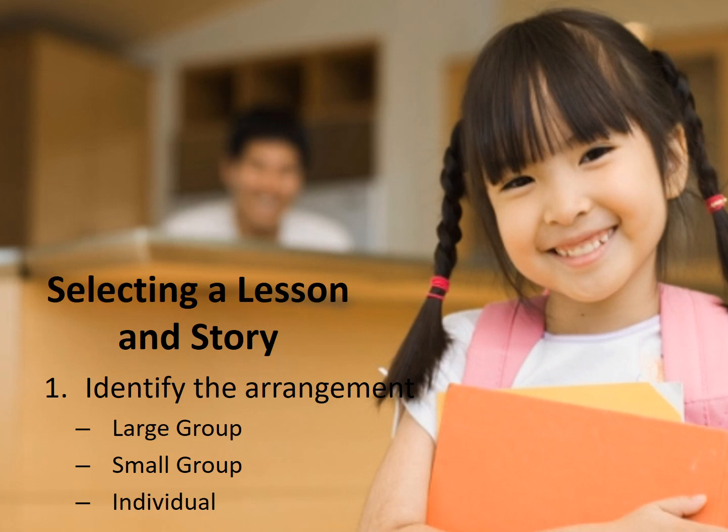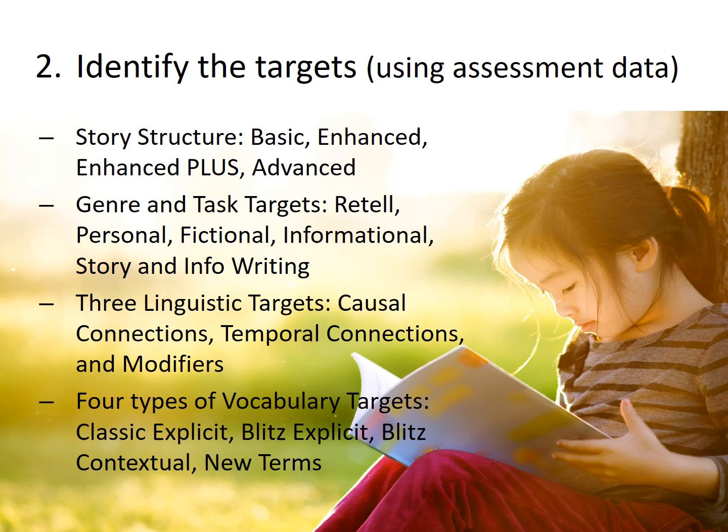All right, to wrap this up, I just want to go through the procedures of how you go about selecting a story and a lesson. First of all, you need to identify the arrangement. You probably know, are you going to deliver your lesson to a large group, a small group, or one-on-one? You need to know that. The second thing you need to do is use your assessment data to identify what targets you want to teach. There are 4 levels and 4 types of targets that you have to select.